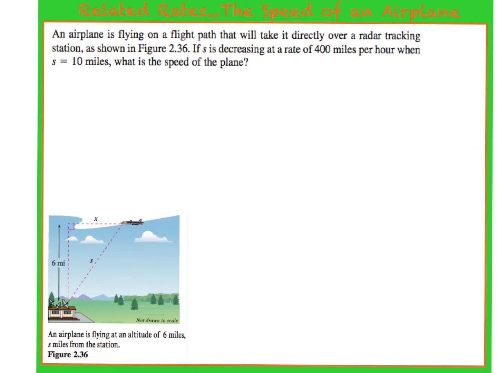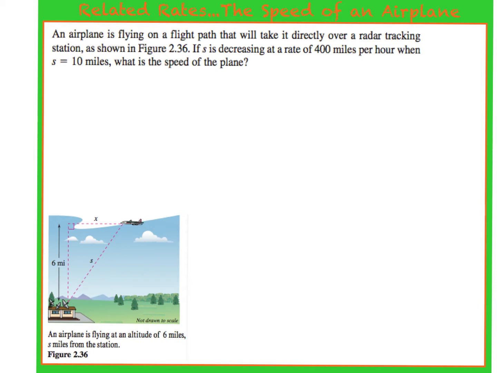All right, here we go. We're going to talk about an airplane. Hubin is going to read about an airplane. An airplane is flying on a flight path that will take it directly over a radar tracking station, as shown in figure 2.36. s is decreasing at a rate of 400 miles per hour.